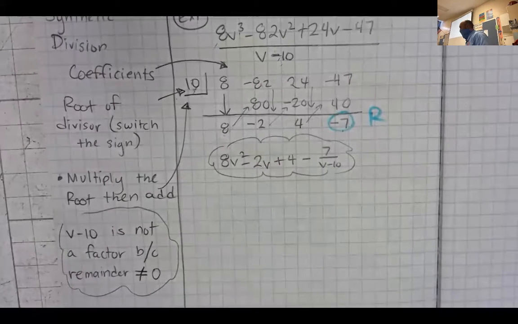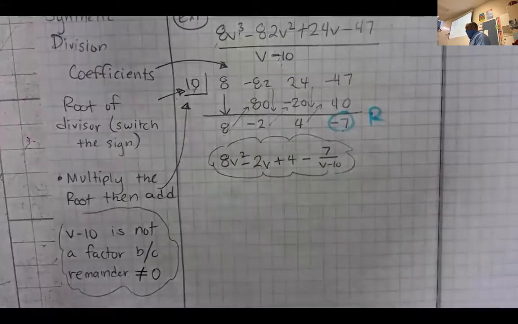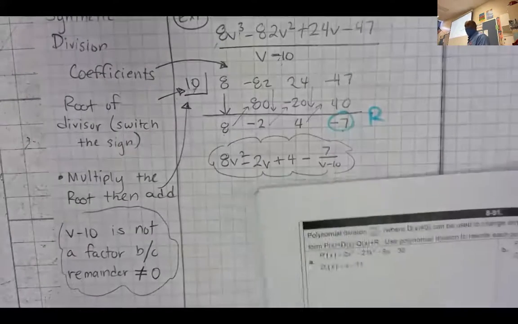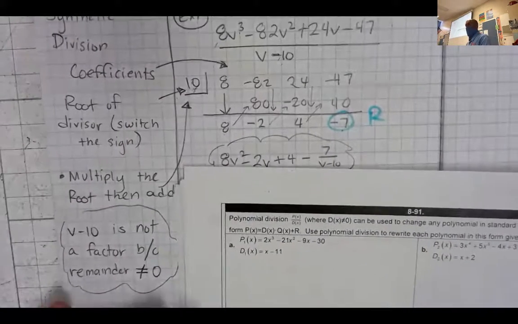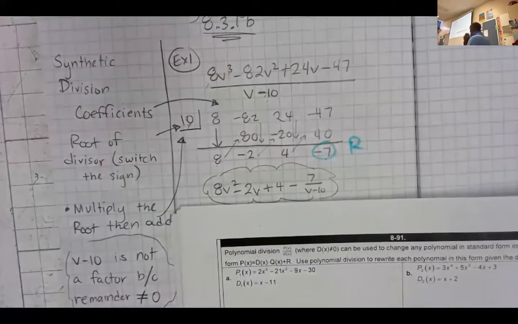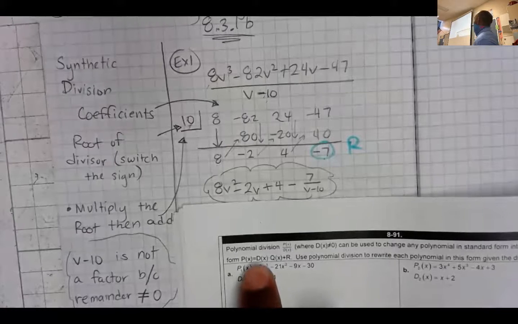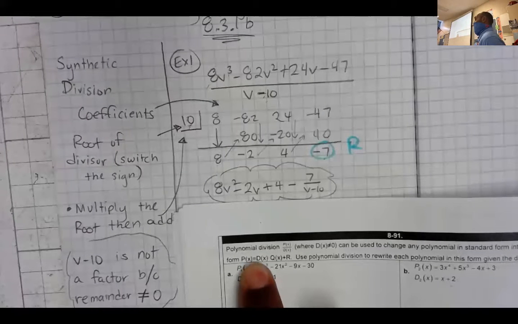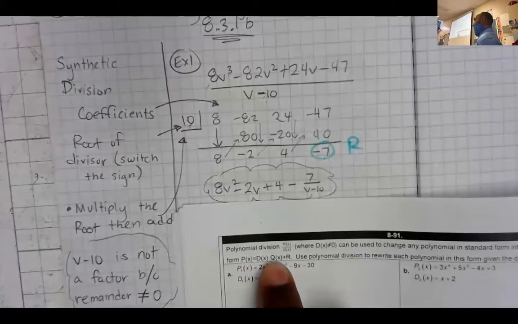Now I'm going to do one more example, but before I do that, on yesterday's homework, on the back page, it had asked you to write your answer in this form. You're doing the same math, but it asks you to write your answer in the form p of x equals d of x. D of x stands for divisor, times q, which is your quotient, which just means your answer, plus the remainder.